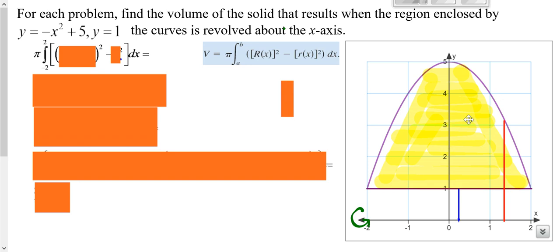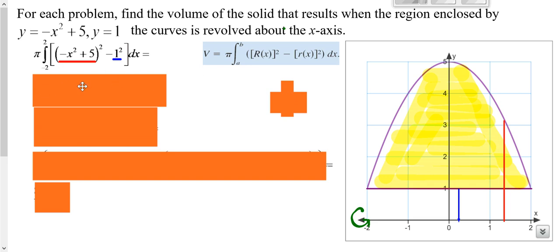Then you have to do your bigger radius, which goes from your parabola all the way to your axis of revolution. So it's your parabola minus 0, which is just your parabola. Then you got to do your hole, which is the unshaded region, which goes from your line of 1 to your axis of revolution of 0. So it'd be 1 minus 0, which is 1, all squared, because we're dealing with washers.